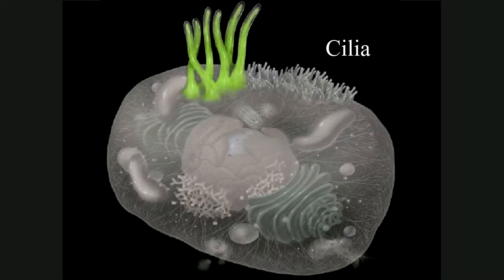Cilia are whip-like motile cellular extensions of the plasma membrane that occur typically in large numbers, and they're going to move substances in one direction.